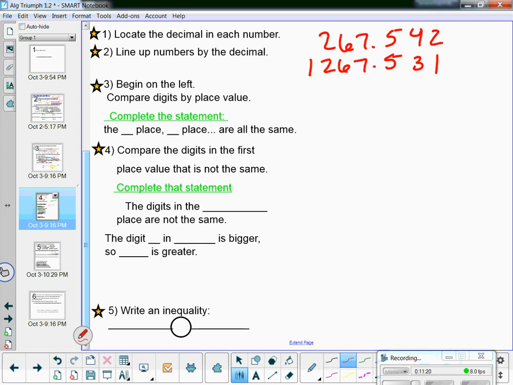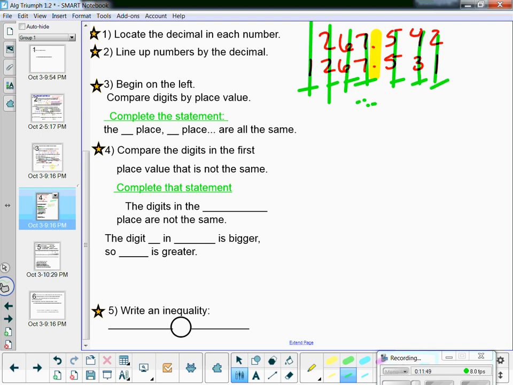All right, first thing I need to do is locate my decimals and line them up. Step 1 and 2. Then I'm going to start on the left. What place values do I have? I have my thousands, hundreds, tens, ones, tenths, hundredths, thousandths. So it says compare the digits in the first place value. Do I have the same thing here? No, I don't. So I can tell you which one's bigger.